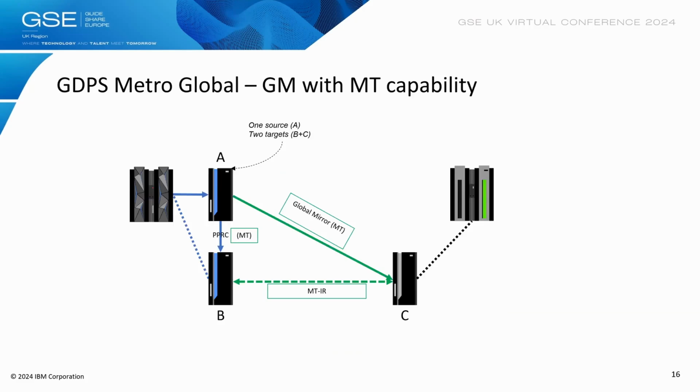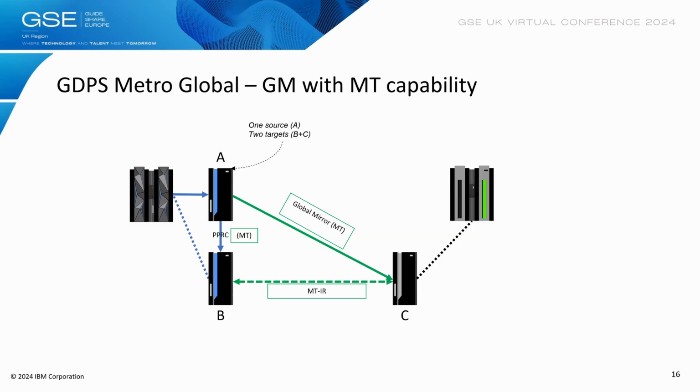So, as mentioned earlier, GDPS Metro Global supports cascaded or multi-target configuration. And this actually can be dynamically switched from one configuration to another. Why is this important? Because for several years, GDPS Metro Global only supported cascaded configuration. But for a few years now, GDPS does take advantage of the multi-target capability of the disk subsystem. It's important in some scenarios to avoid suspending the GM relationship, as we will see on the next slide.